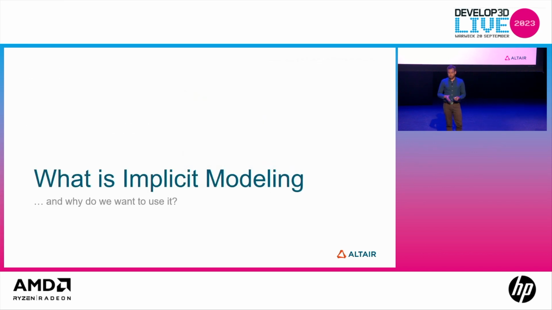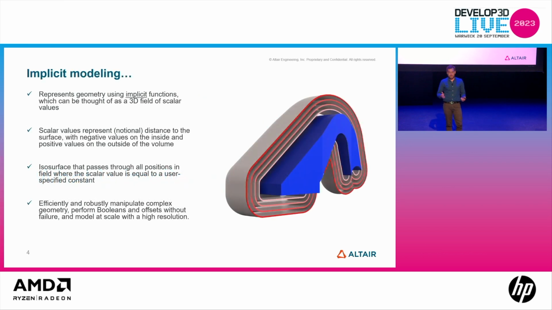So, what is implicit modeling? Essentially, implicit modeling represents geometry using implicit functions. You can think of this as a 3D field of scalar values, where outside the surface or the boundary of the geometry, you have positive values. Inside of that, you have negative values. And between those two, typically where the values are 0, that's where the surface is created, but it could be different contour lines, as you can see in the image, inside or outside of the actual geometry.